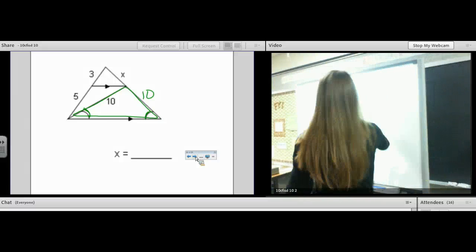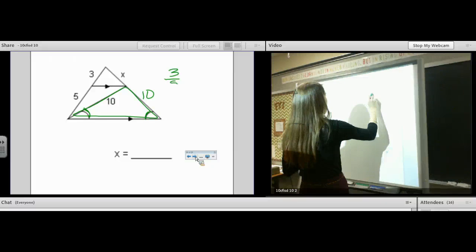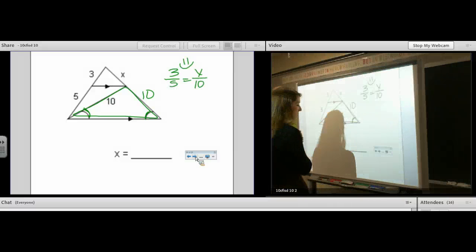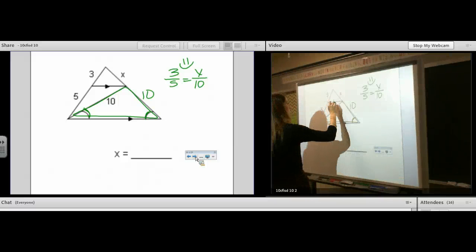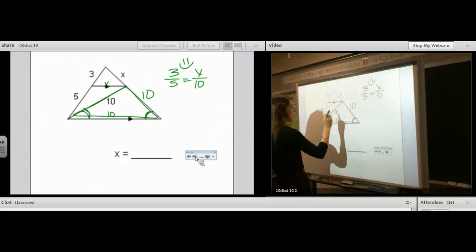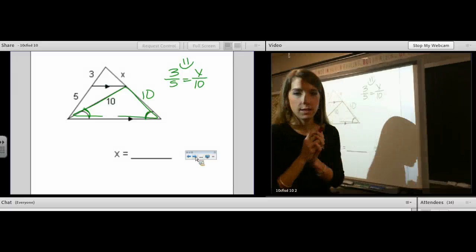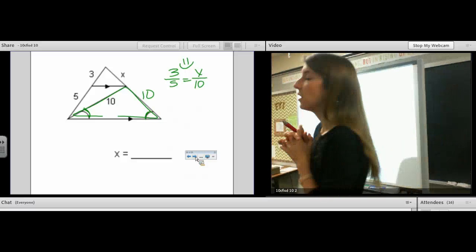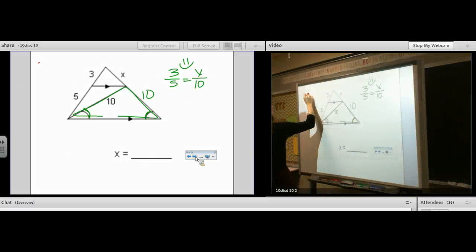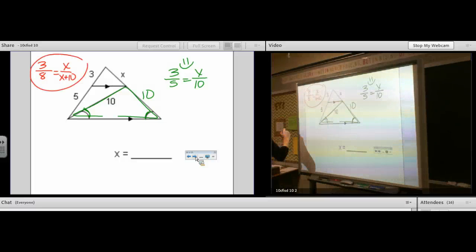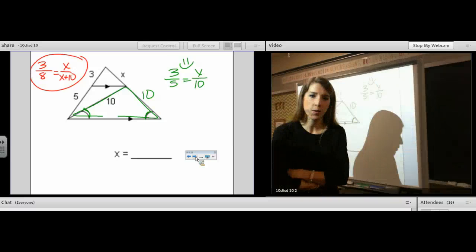So on this one, can you do 3 is to 5 as x is to 10? Yes, you can. But could you have done that if this was x and this is 10? No, you couldn't have. So I need you to be really careful. If you want to be consistent, the way that I taught it, you would do 3 is to 8 as x is to x plus 10. This is the way I taught you to do it, but yes, the other way will work.